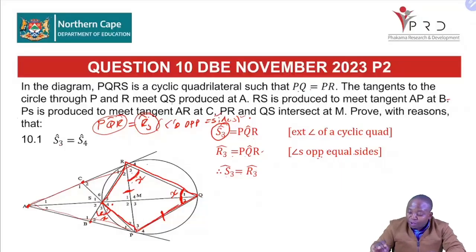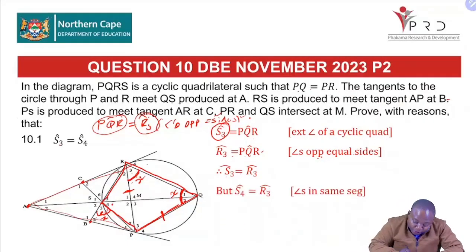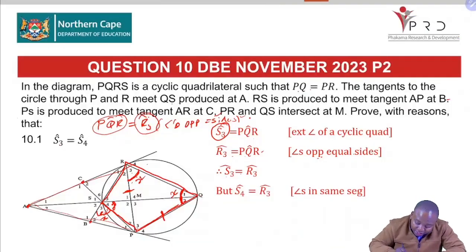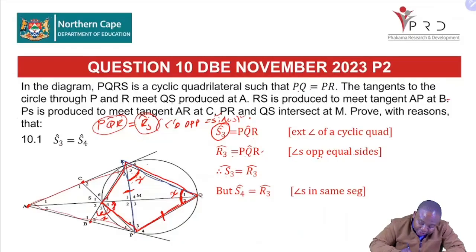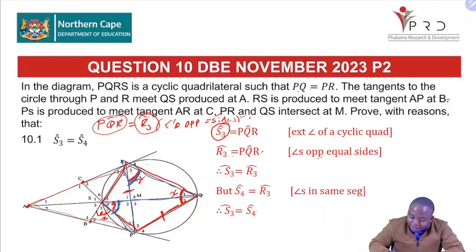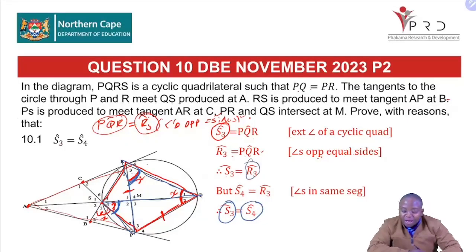Now, from that chart, what are we going to have? We are now going to have S4 equal to R3. So we have a butterfly. So those two are equal. So these are the angles in the same segment. Then therefore, both of them are equal. Therefore, S3 now equals S4 because they're both equal to R3.